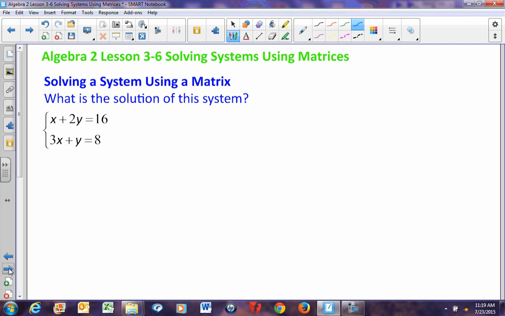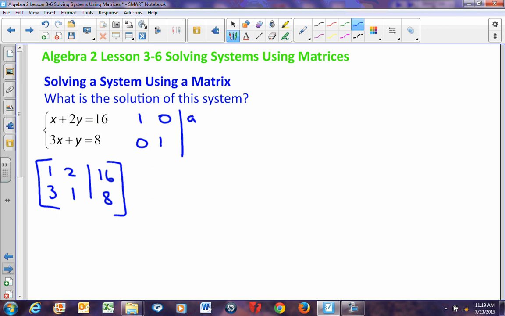So the first thing we have to do is write the matrix. So let's write the matrix: 1, 2, 16, 3, 1, 8. Our goal is to get it to look like this, with a number here and a number here, with zeros. So we want to get it as 1, 0, 0, 1. Notice we have the 1s in the right places. We need to just get some zeros. So somehow we've got to get rid of the 2 and the 3 and have them become zeros.